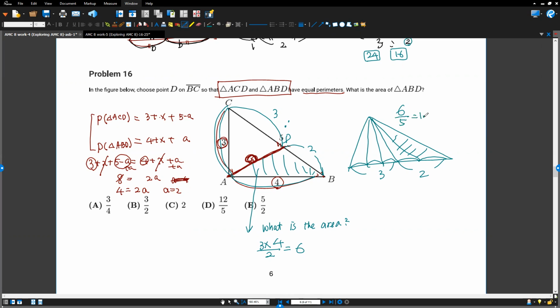Each one has area 1.2, right? So this area is 3.6. No, this area. Just find this area times 2. 2.4. 2.4 is this, okay? So which one is 2.4? Number D is 2.4. Are you guys okay with this? Yes. Okay, but you have to memorize this one, okay? That is not that hard. Okay.